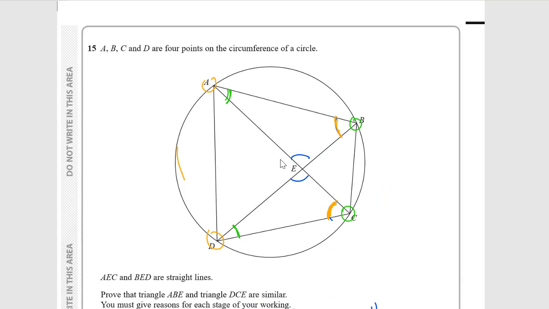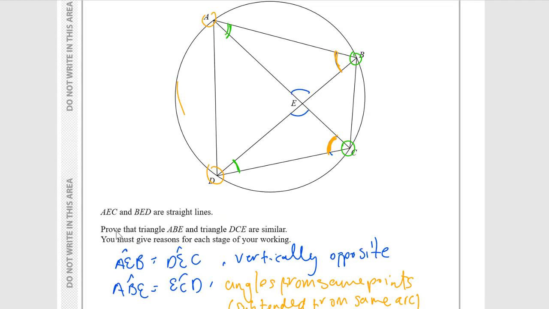So again, because these points here, so A, E, and C are a straight line, and we have to prove that ABE and DCE, so that's this one here is the same as this one here, or similar I should say, because these angles are the same.